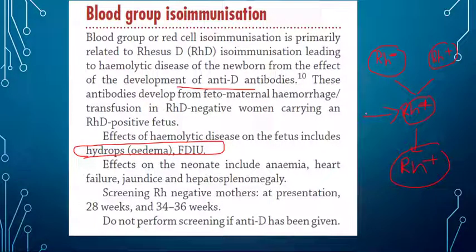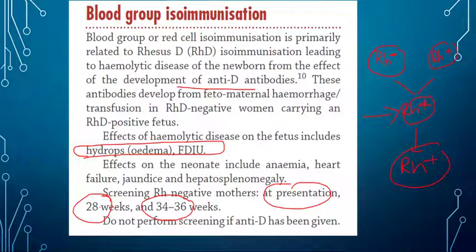Not only that, every Rh negative woman should be screened for anti-D antibodies in their blood, first when they present to you, at 28 weeks, and at 34 to 36 weeks. Okay, if the mother's blood already has anti-D antibodies, then you don't need to give anti-D to them. But if the mother's body does not have any antibodies, then yes, we go for the anti-D injection during this time.